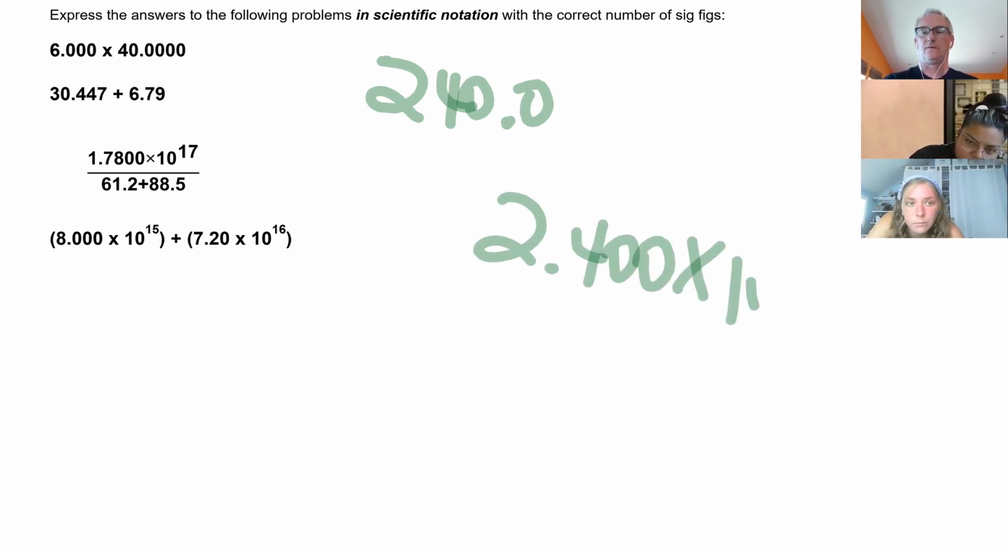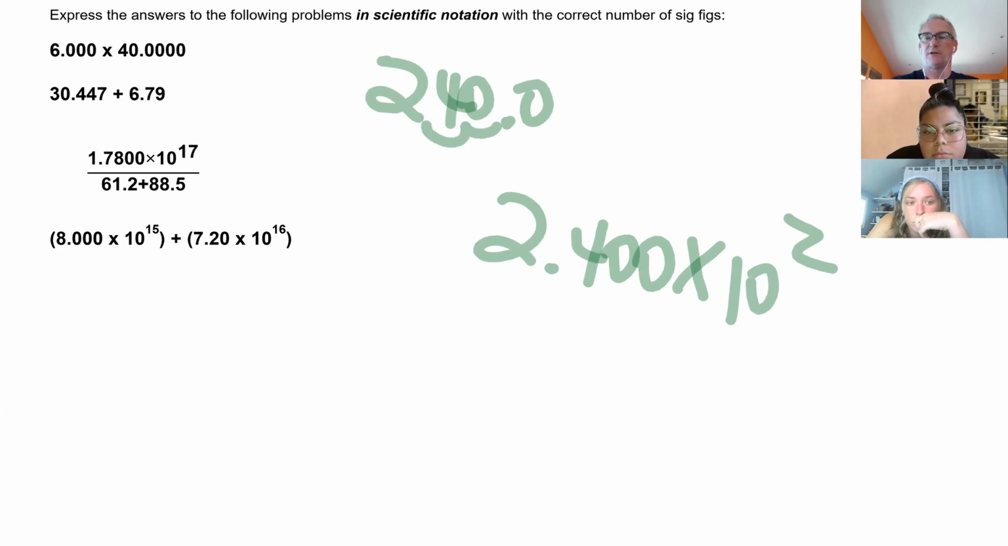Right. Yeah, that's the same. So we've divided this number by 100. So we need to multiply the other side by 100. 10 to the second. That's right.